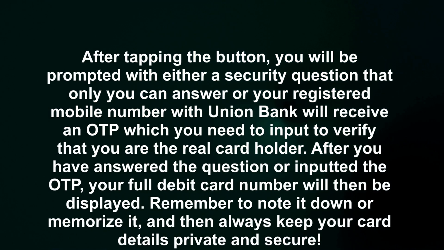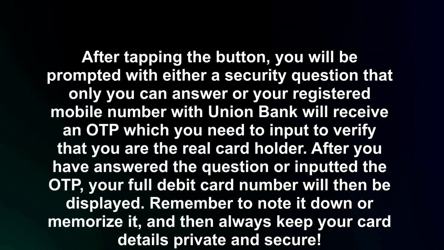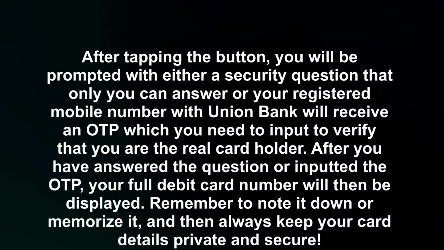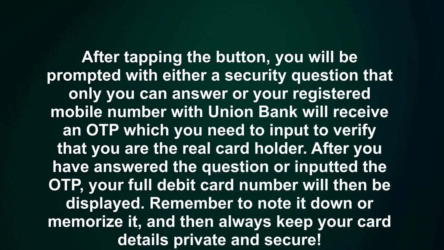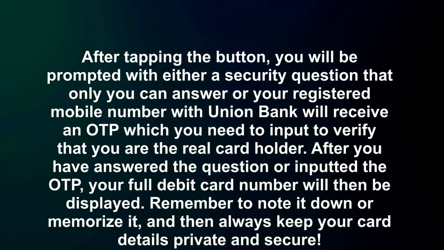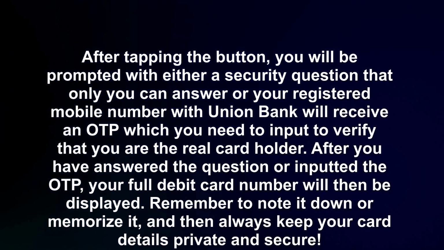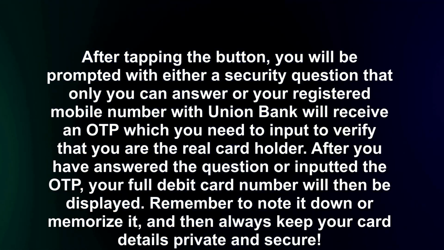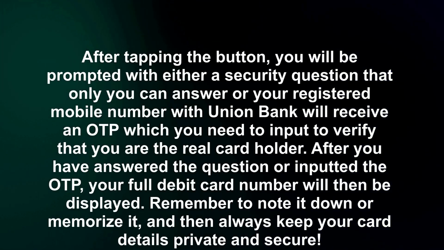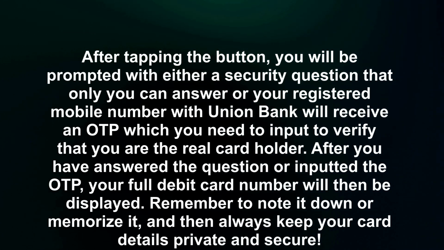Tap on it. After tapping the button, you will be prompted with either a security question that only you can answer, or your registered mobile number with Union Bank will receive an OTP which you need to input to verify that you are the real card holder. After you have answered the question or inputted the OTP, your full debit card number will then be displayed.